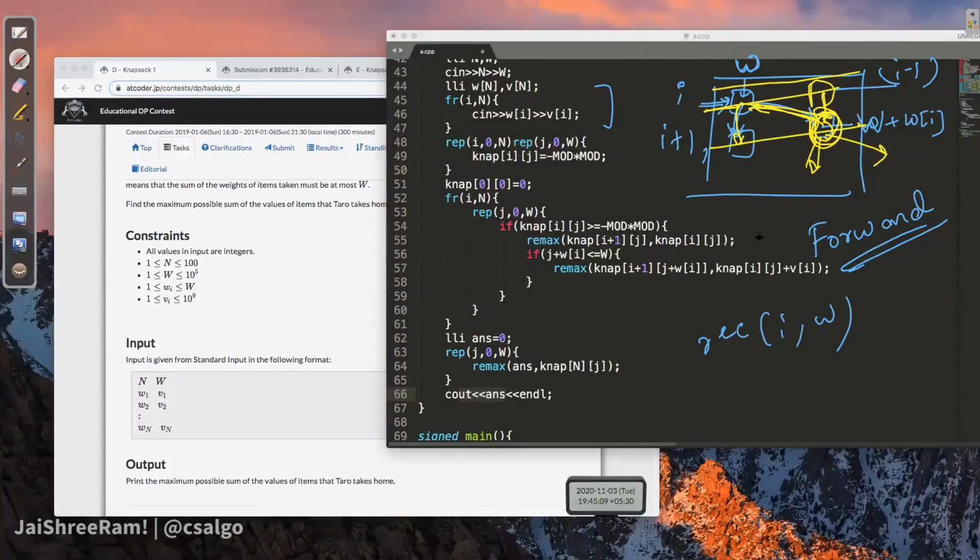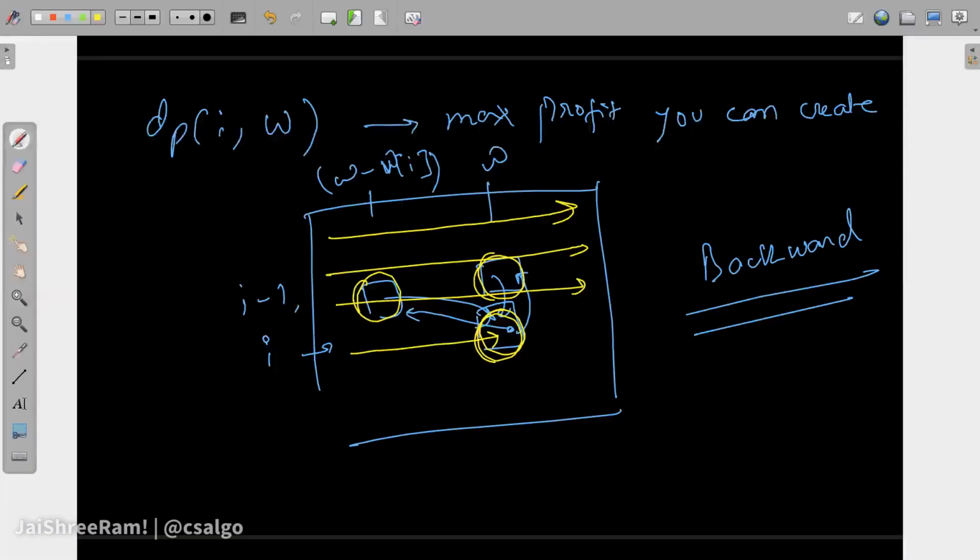Okay. For most of the counting problems or min max problems, I generally go with forward style because it's easier to think that I'm just doing a max or min at a particular state. But it's okay even if you go with this particular style, where you calculate the value using the previous states. Okay. So this is just an implementation detail. That's nothing you should be worried about.